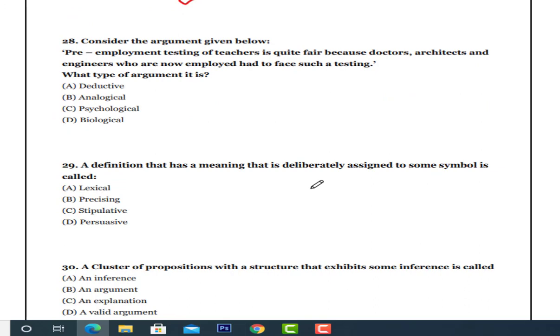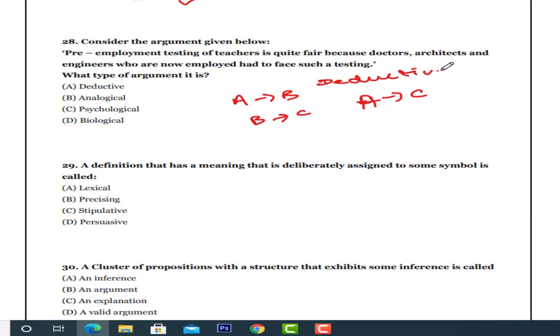The next question. Consider the argument given below. Pre-employment testing of teachers is quite fair because doctors, architects and engineers who are now employed had to face such a testing. What type of argument is this? There are many types of arguments: deductive, analogical, psychological, biological. Deductive means A tends to B and B tends to C, so A tends to C. This kind of argument is called a deductive argument.